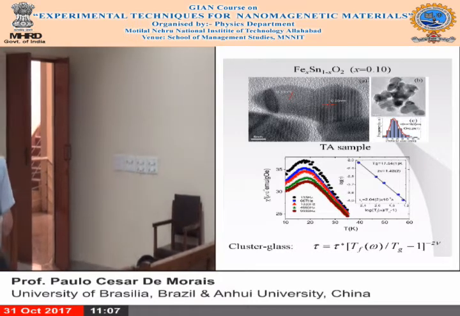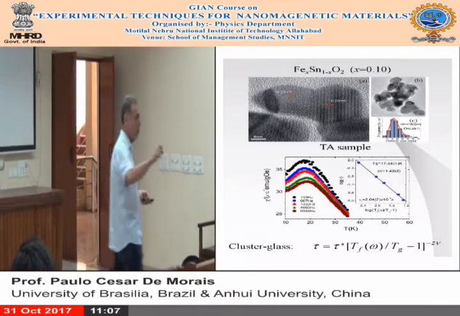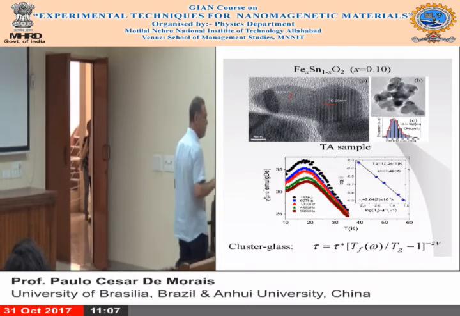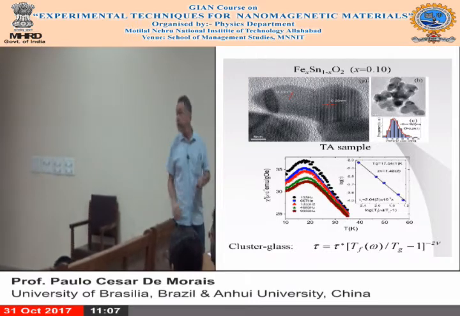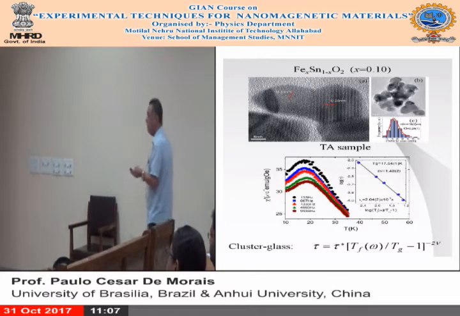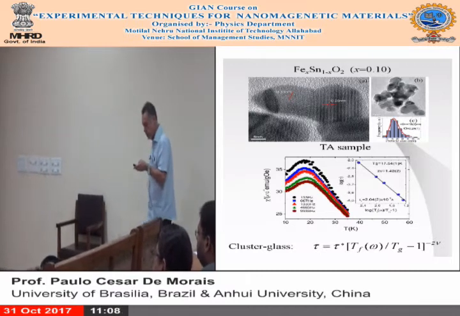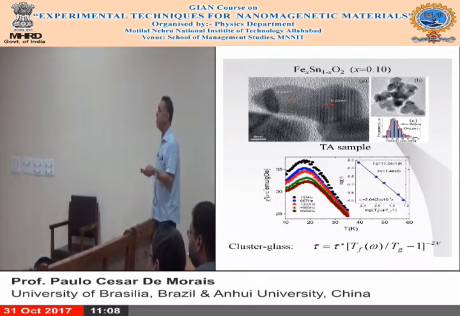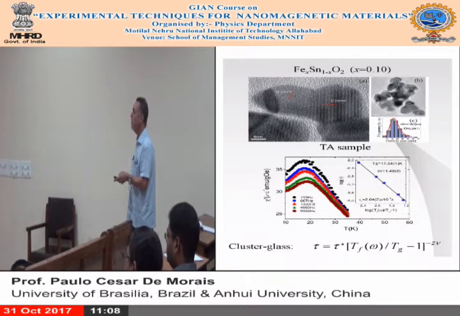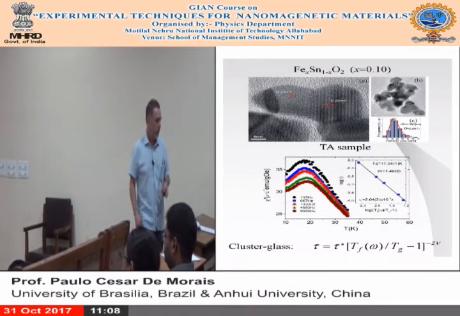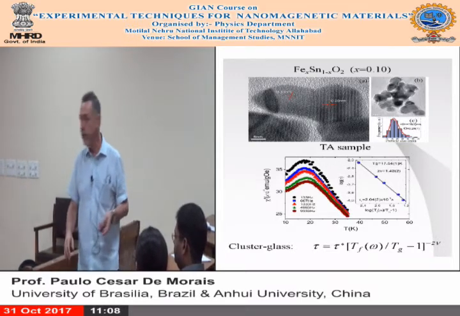It was better analyzed, and it was the smallest one because as we increase the concentration of iron, the size of the nanoparticle decreases. And we made AC susceptibility measurements. You can see here, we just change the frequency and sweep the temperature. Typical AC susceptibility. Very typical.